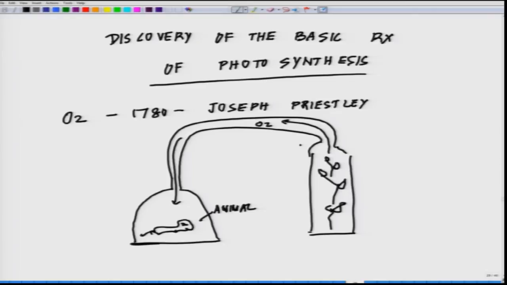Now, he found that the plants could restore air which had been injured by the burning of a candle. He placed a sprig of mint in an inverted glass jar in a vessel of water and found several days later that the air would neither extinguish a candle nor was it inconvenient to a mouse which was put there. Similarly, you can burn a candle there and it won't get extinguished. So, this was the first discovery in photosynthesis, that oxygen is evolved in photosynthesis.